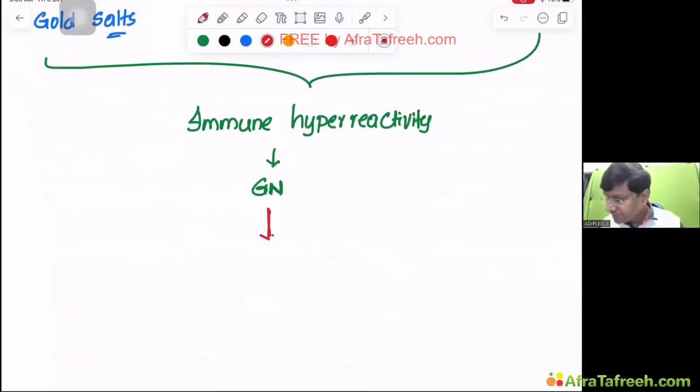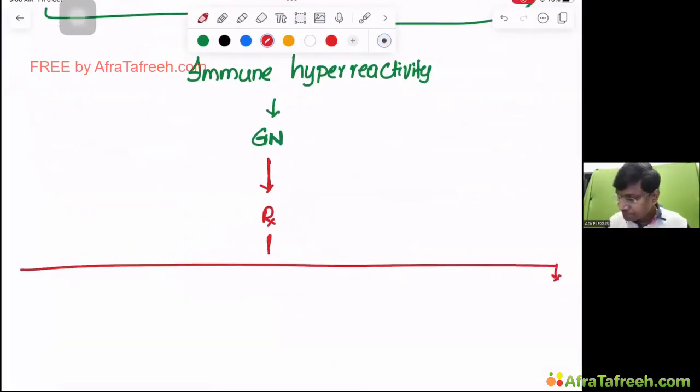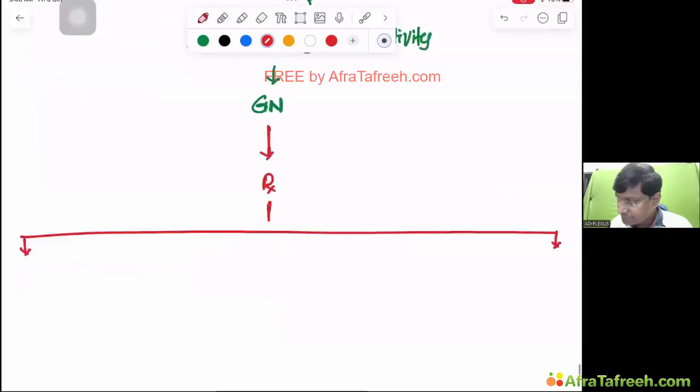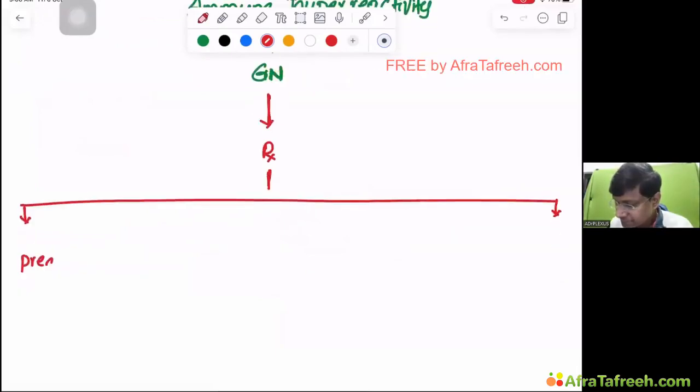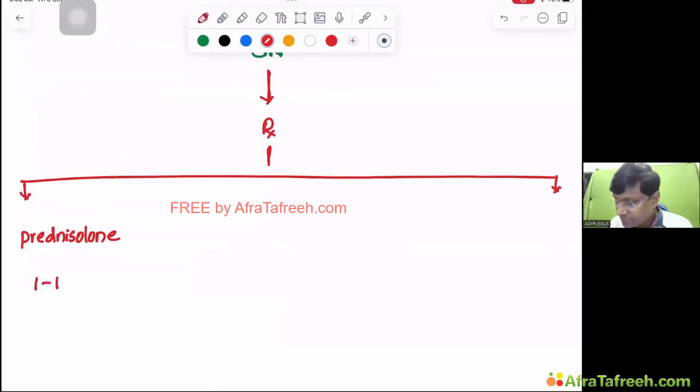So now the treatment. If you see the treatment in these patients, what will be the drug of choice to suppress that immune hyperreactivity? You need to give steroids. Prednisolone is the drug of choice. And for how many days you need to give this prednisolone, and what will be the dosage? The dosage is around 1 to 1.5 milligrams per kg per day.